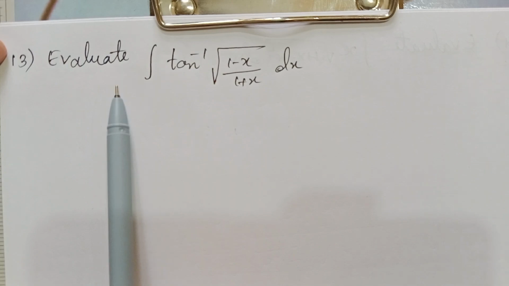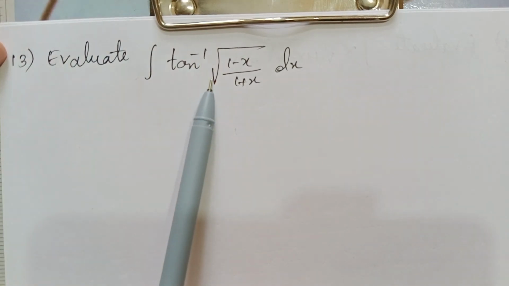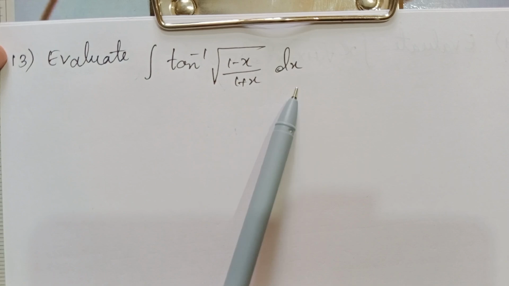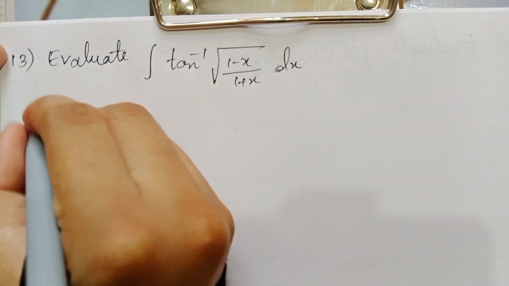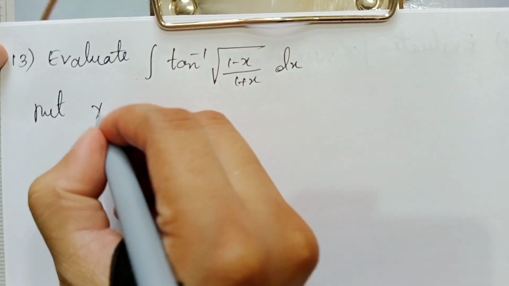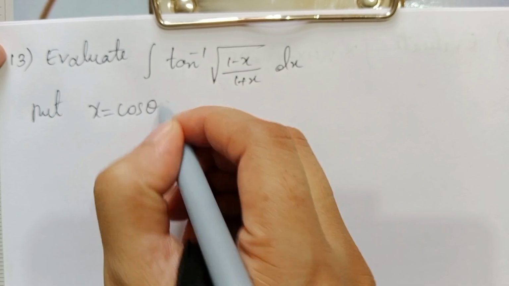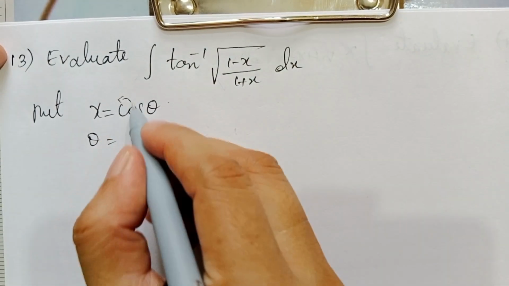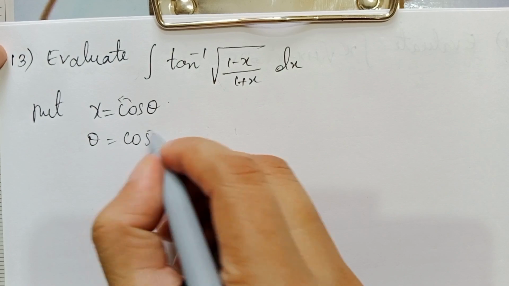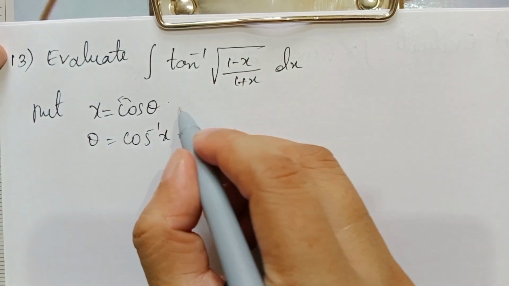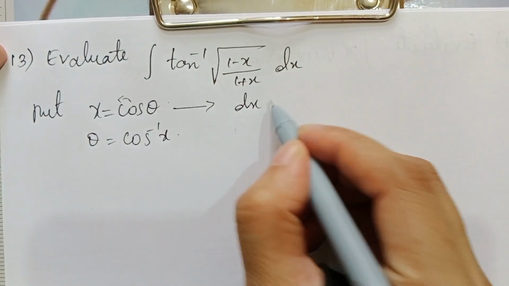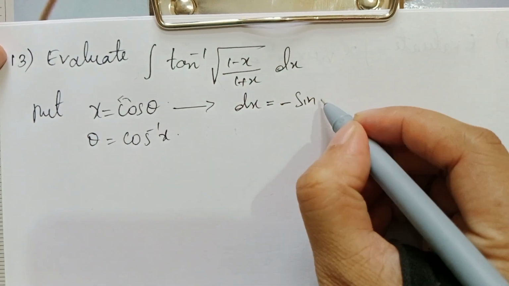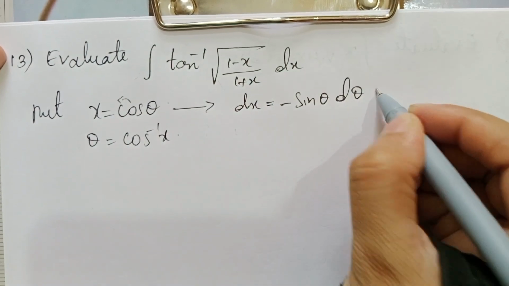13th question is evaluate integral tan inverse of root of 1 minus x by 1 plus x dx. Okay, so we have to put in this case x is equal to cos theta. So the value of theta becomes cos inverse of x, right? And if we differentiate this, we'll get dx is equal to, the derivative of cos is minus sine, right? So it is minus sine theta d theta.